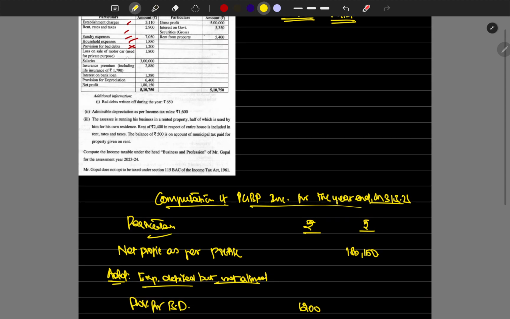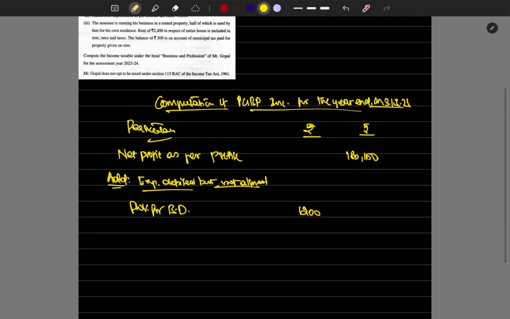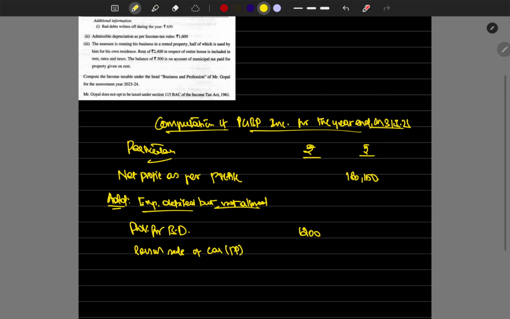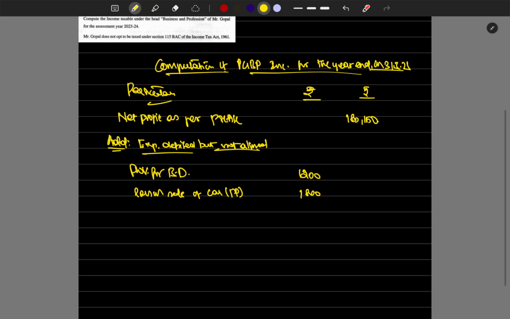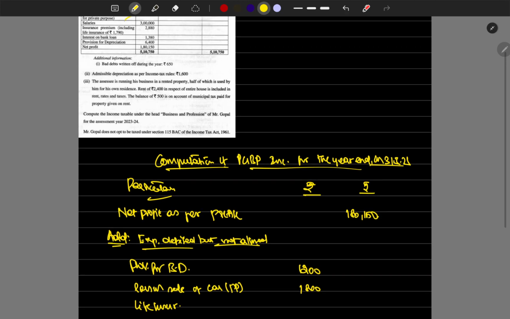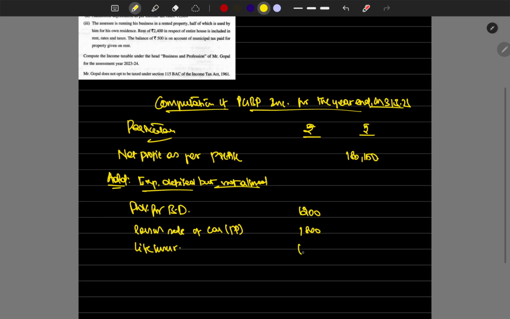Next item, loss on sale of motor car. This car was used for private purposes, so it is not considered. Loss on sale of car, private purpose, 1,800. Then salaries allowed. Insurance premium is allowed, but life insurance is not allowed, so add back the life insurance, 1,790.